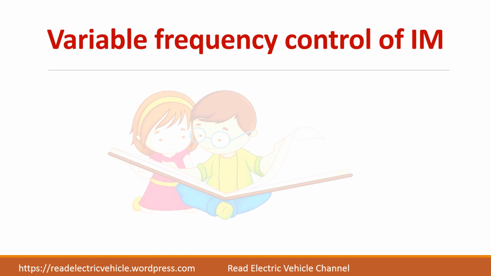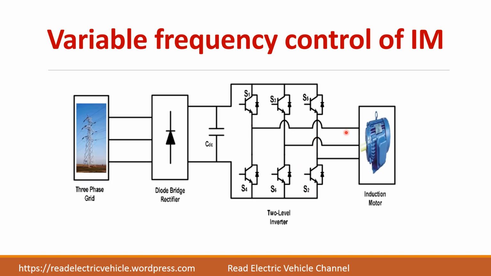How to achieve this stator frequency control? That is, how to change the frequency of the stator winding. You can see here an inverter is used to supply the induction motor. So if you change the output frequency of this inverter, you can control the stator frequency. So the inverter needs DC supply. It comes from a diode bridge rectifier which is fed from a 3-phase AC supply.